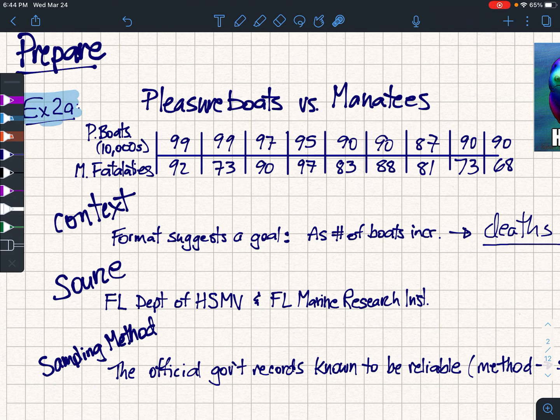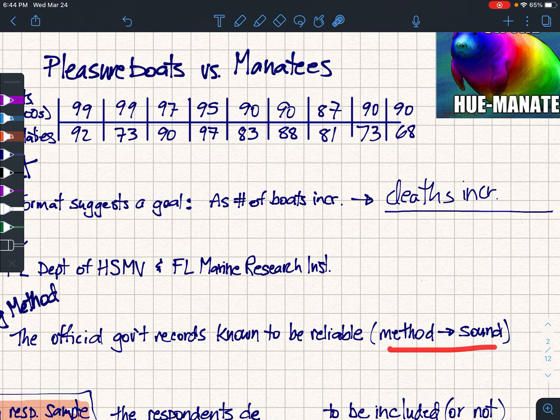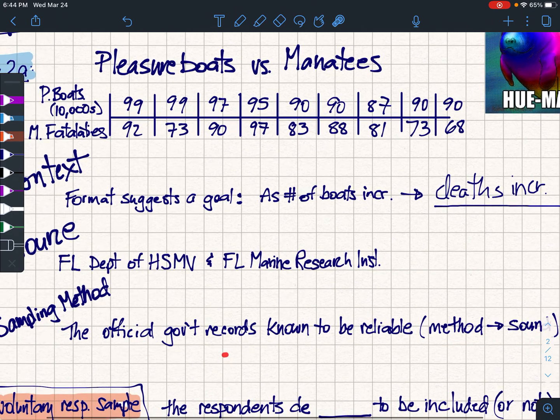All right? We don't know what sampling method was used to collect the data. In general, I suppose you could make a blanket statement and say official government records need to be reliable. And so, yeah, we can lean on these and know that somebody wasn't just making up those numbers. Okay? So we're fairly confident that their methodology of coming up with these numbers was good.